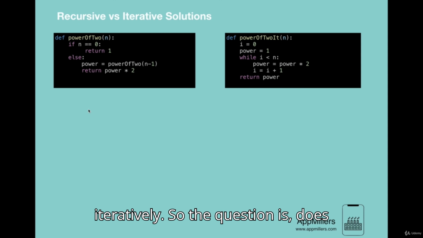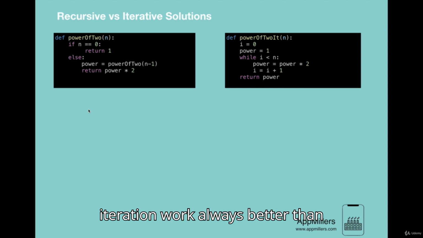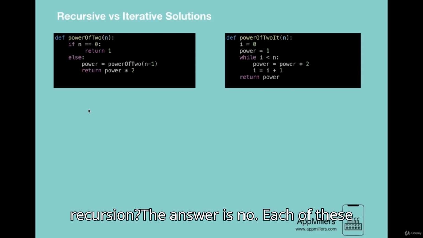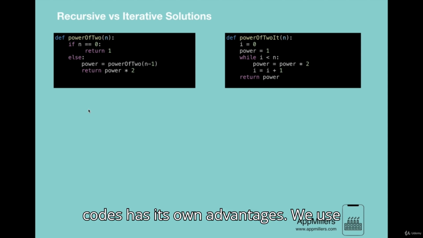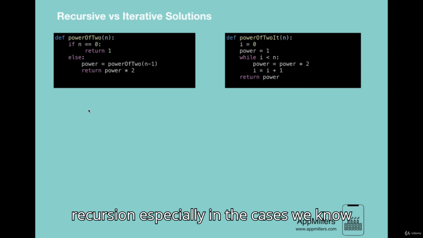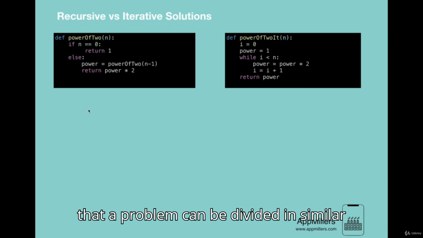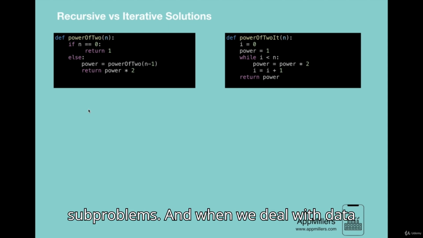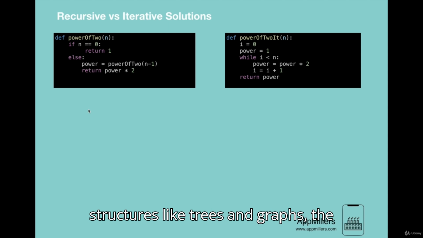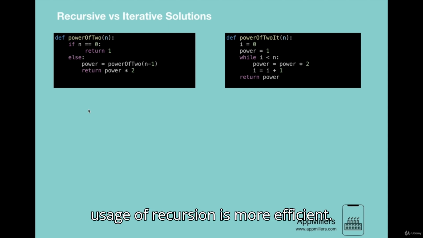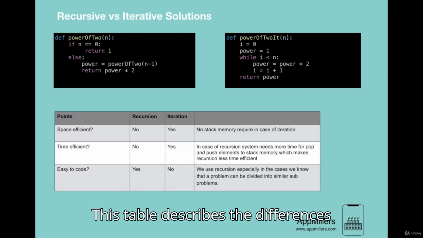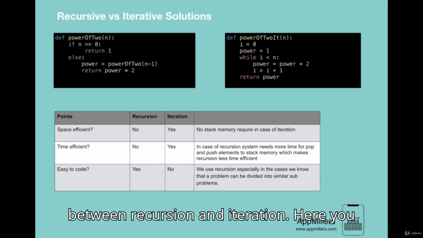So the question is, does iteration always work better than recursion? The answer is no. Each of these approaches has its own advantages. We use recursion especially in cases where we know that a problem can be divided into similar subproblems. And when we deal with data structures like trees and graphs, the usage of recursion is more efficient. This table describes the differences between recursion and iteration.